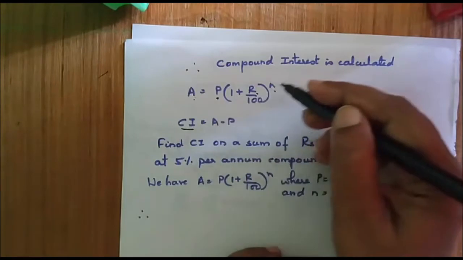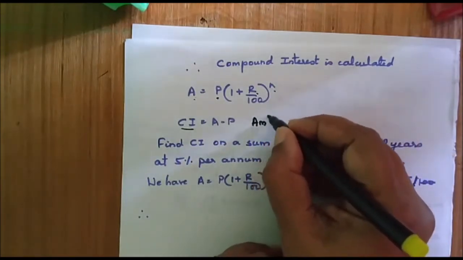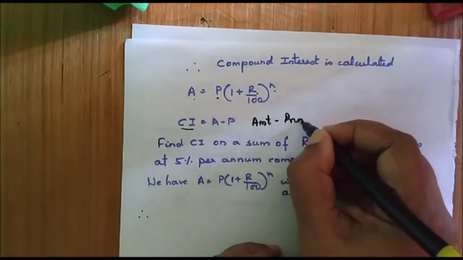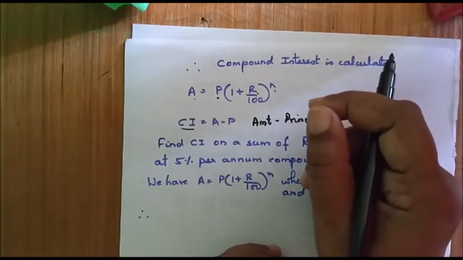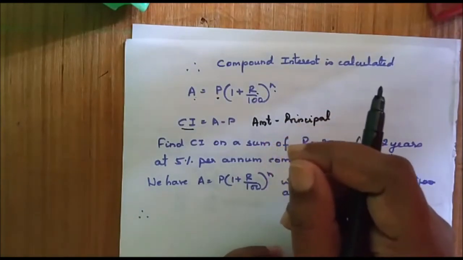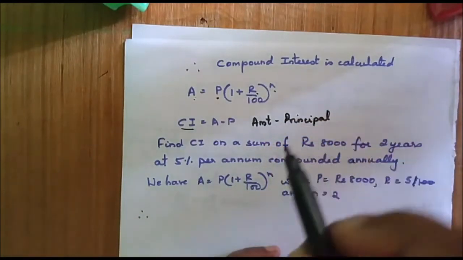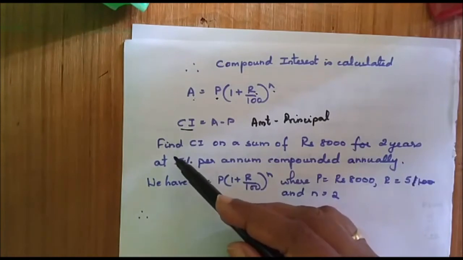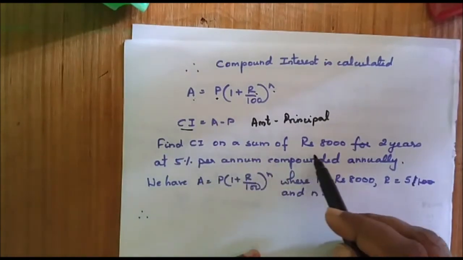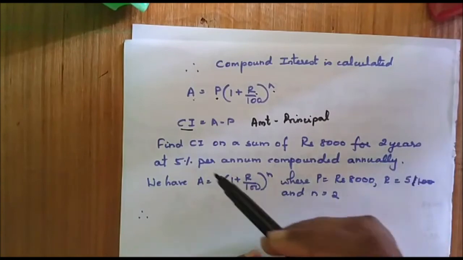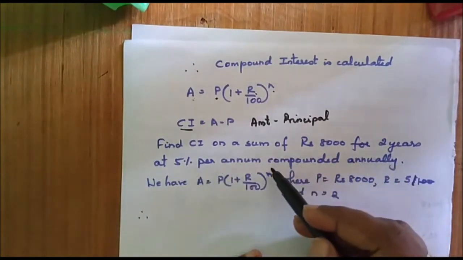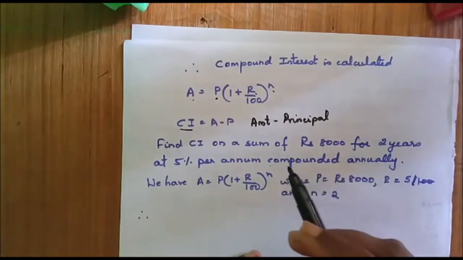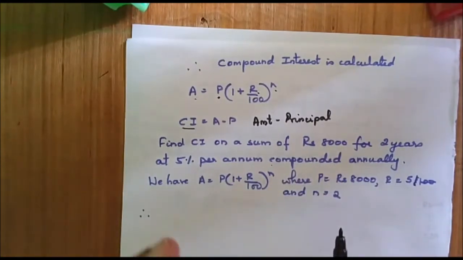Now, how is the compound interest calculated? It is calculated as amount minus principal. After you get the amount, you subtract the principal from it. That tells us the compound interest. Now, let us see this problem. Find compound interest on a sum of rupees 8,000 for 2 years at 5% per annum compounded annually. Whenever you get the words compounded annually, it means you have to use the formula for compound interest.